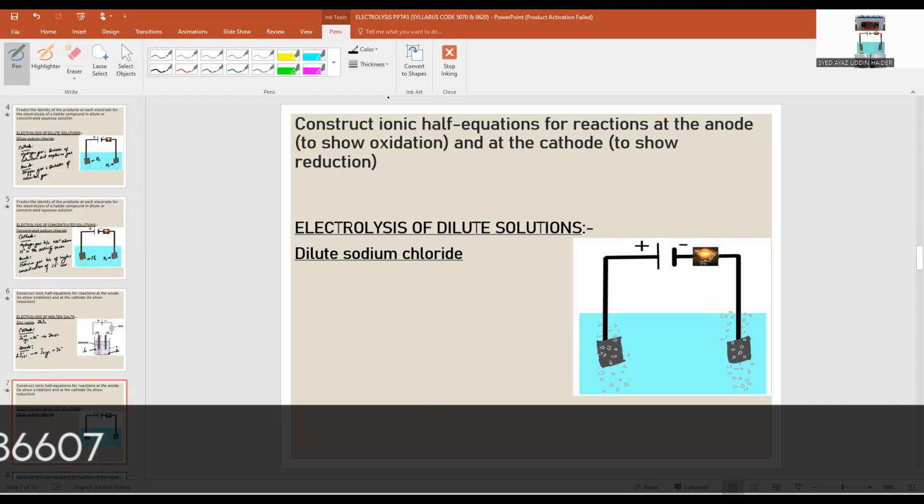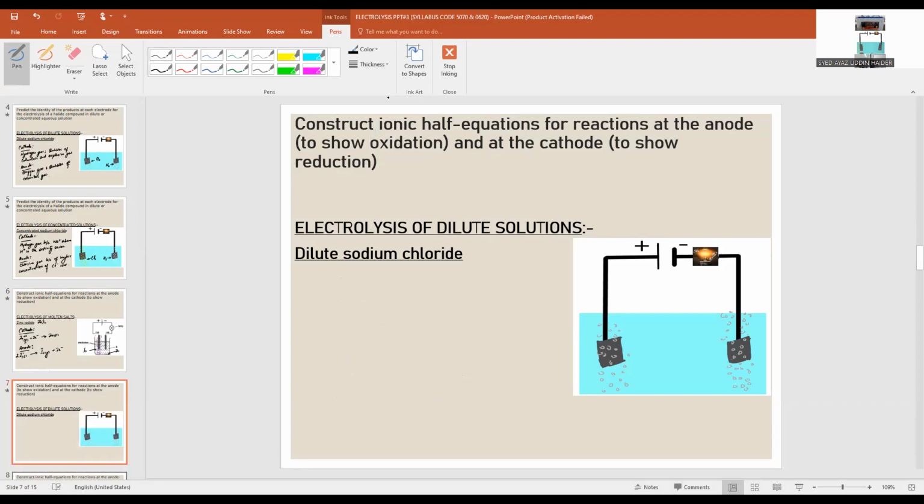Dilute sodium chloride. This one is for aqueous solution, and here we are having a dilute solution of sodium chloride. You know that due to the higher concentration of H+ ions, it will be discharged as hydrogen gas. Therefore, the cathode reaction was gain of 2 electrons by the hydrogen ions. Cathode: 2H+ (aq) + 2 electrons gives H2 gas. So these are bubbles of H2 gas.